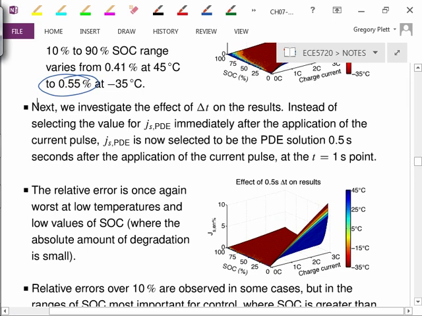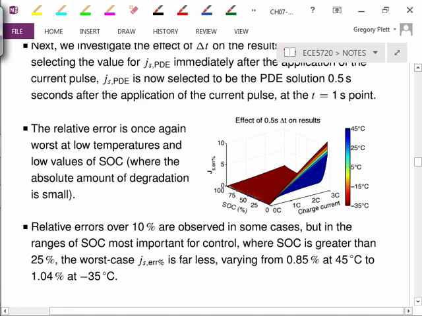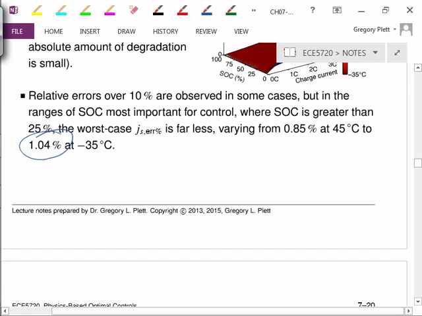You might say, well, one of the assumptions you made was that the pulse would be instantaneous, and you showed it for only half a second. Well, what if we increase the length of the pulse? Okay, so we can look at that as well. So instead of looking immediately after the application of the current pulse, I look at the end of the simulation at 0.5 seconds, and we get these kind of relative errors. And it's on the order, worst case, of about 1% relative error when I do that. So that's really quite good also.